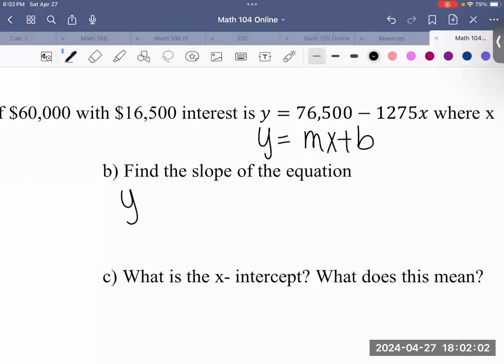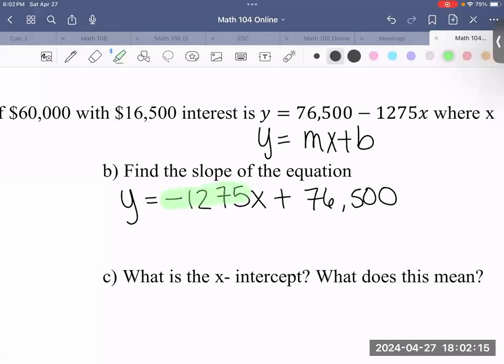So if we were to switch your values around, negative 1275x plus 76,500, right? Find your slope now. Well, your slope is this value here. Now, what does that mean in the context of your problem? So this is part E.